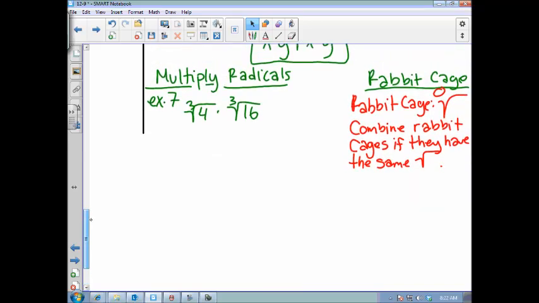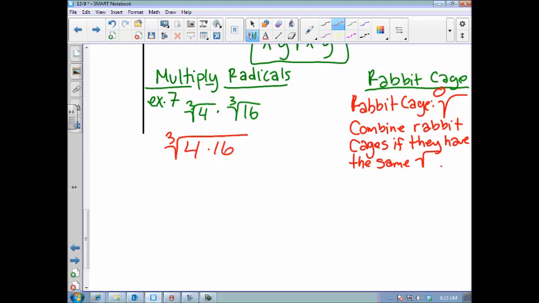Okay, so look at these two radicals in number 7. Are they the same rabbit cages? Remember, the root sign is going to be the rabbit cage. Are they the same? Yeah, they both have an index of 3. So we are allowed to let the bunnies multiply, which means we can stick all of them into the same cage because they are of the same species.